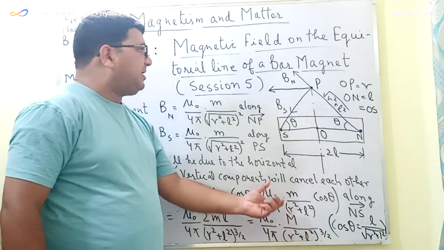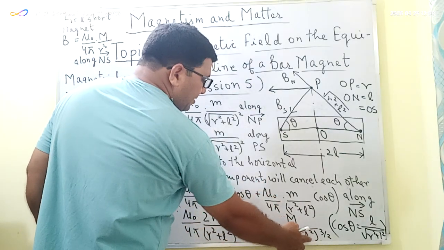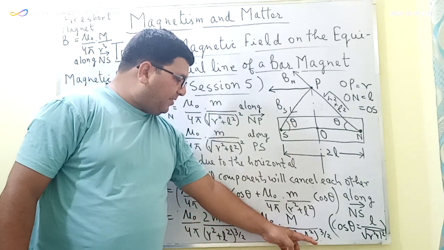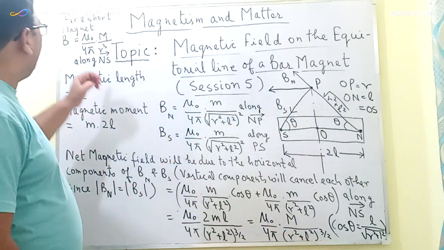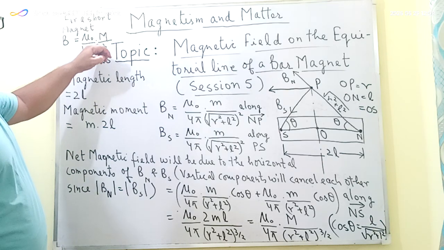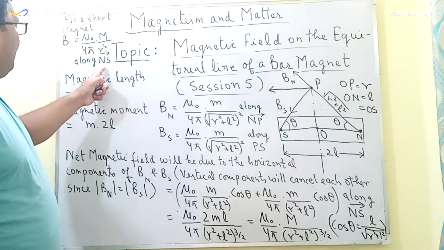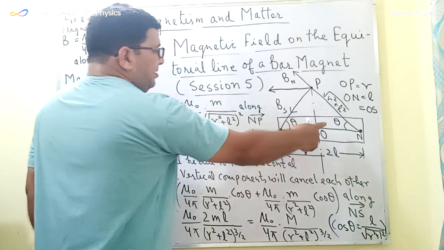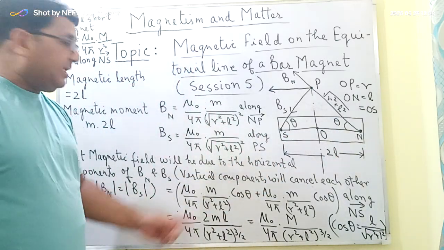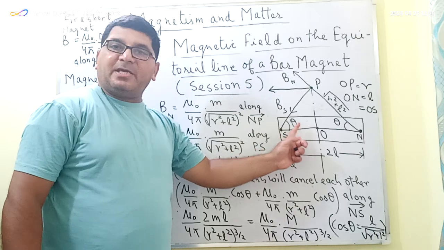Now for a short bar magnet, this L is very small in comparison to R, so it can be neglected. So if L is neglected, then I will be getting the magnetic field for a short bar magnet, which is equal to mu naught upon 4 pi into M upon R cube, and the direction of this magnetic field will be from north pole towards the south pole, and it will be opposite to the direction of the magnetic dipole moment.